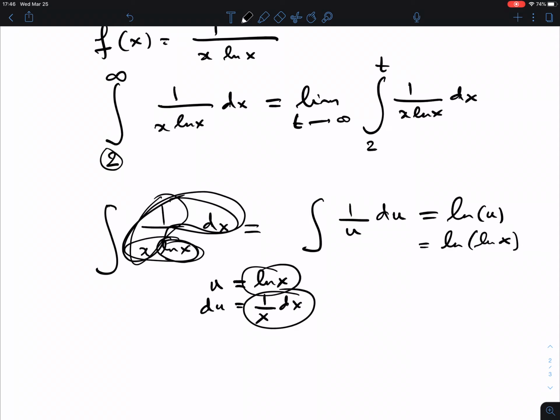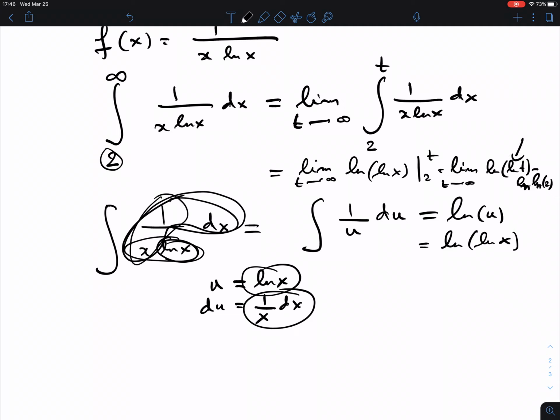Okay. So let's plug this in. The limit for t going to infinity of ln of ln x between 2 and t. That's the limit for t going to infinity of ln of ln t minus ln of ln 2. But what happens if I plug in infinity in here? ln of infinity is infinity, and again, so this whole thing will be infinite.